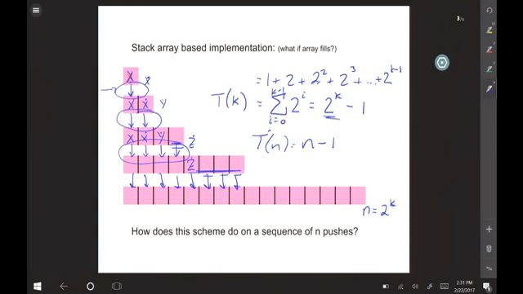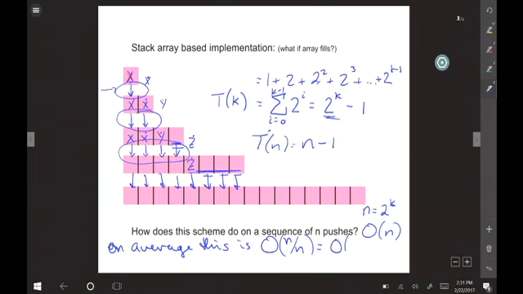All right, so let's see. How does this scheme do on a sequence of n pushes? Well, this is big O of n. So on average, this is big O of n divided by n, or constant per push. Yay! Because all that means is that each one of those inserts that was going to happen anyway, in the analysis, you pretend like each one of them just costs a little bit more.